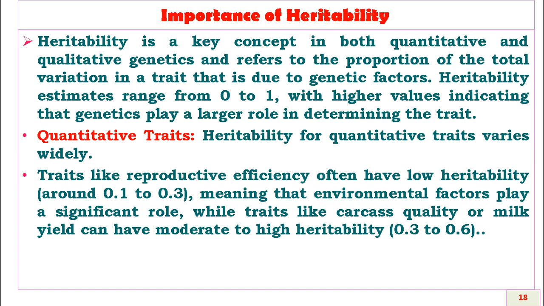So heritability estimates range from 0 to 1, with higher values indicating that genetics plays a larger role in determining the trait. In the case of quantitative traits, heritability varies very widely. Traits like reproductive efficiency often have low heritability, for example 0.1 to 0.3, as environmental factors play a significant role, while traits like carcass quality or milk yield can have moderate to high heritability, like 0.3 to 0.6. This is the variation.